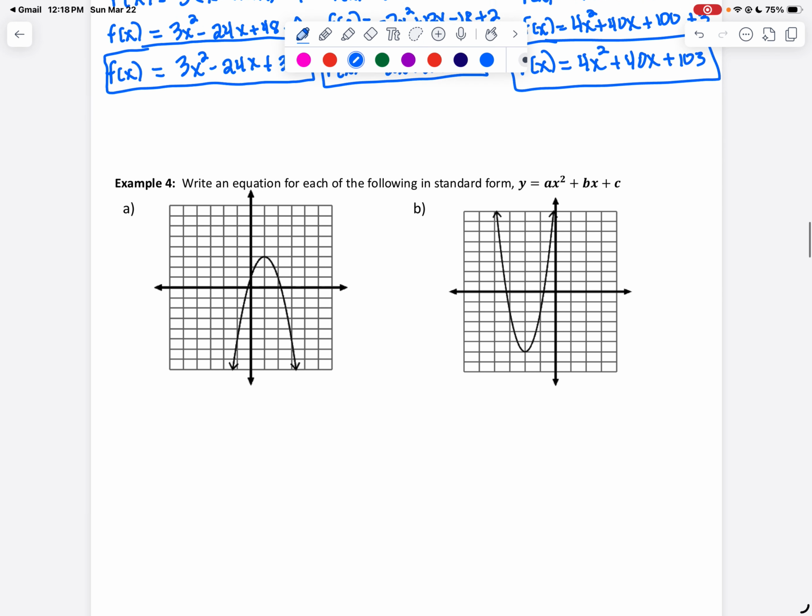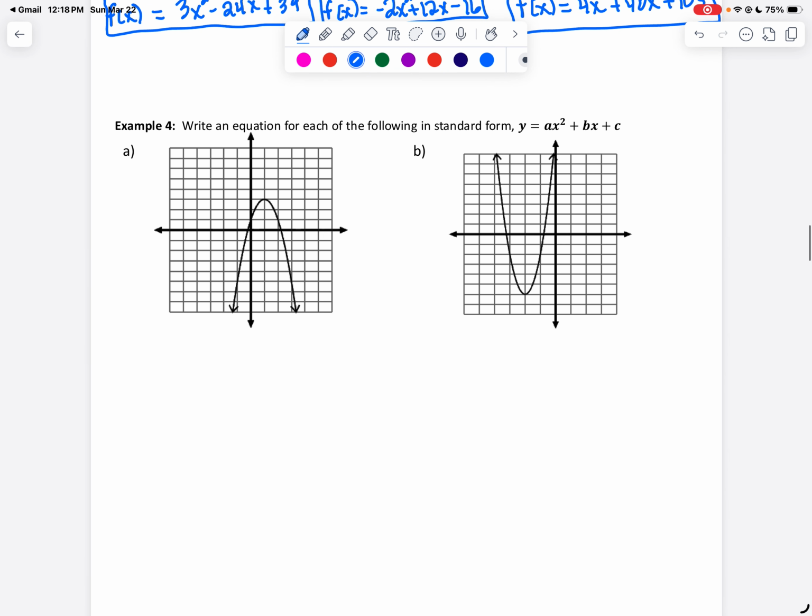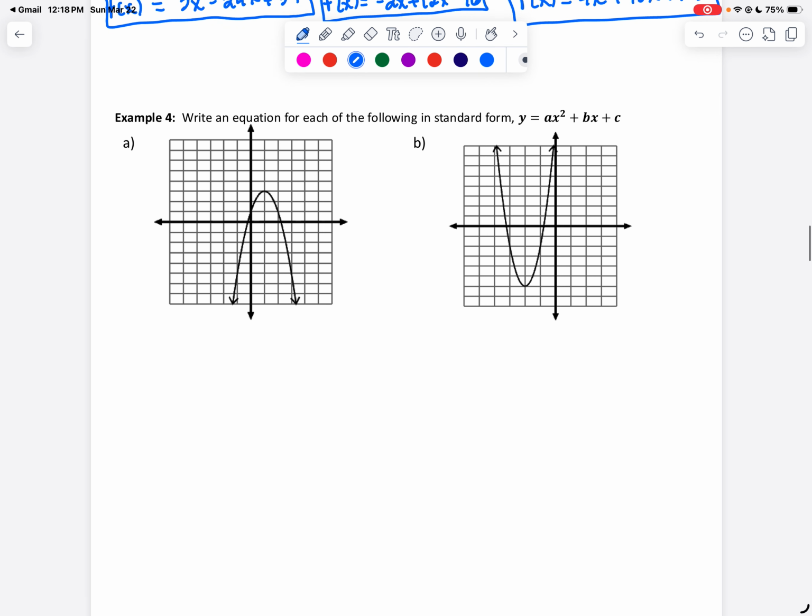So, in example 4, it says write an equation for each of the following in standard form, y equals ax squared plus bx plus c. To do that, you're going to have to write it in vertex form first and then convert it. So, to write our equation in vertex form, we'll need to identify our vertex, which is 1, 3, and then any point on the graph.